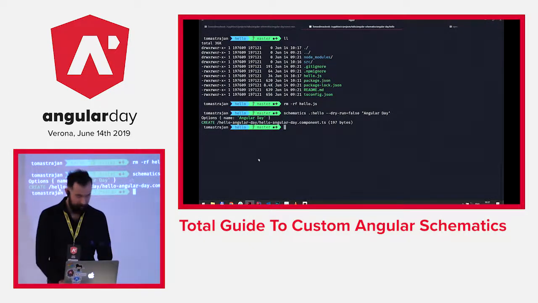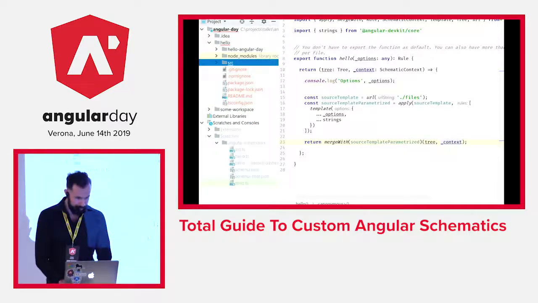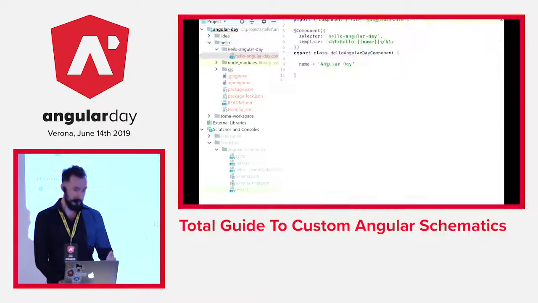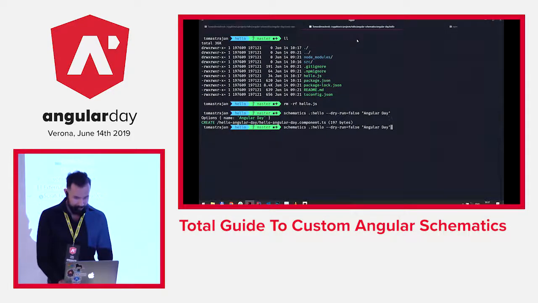So as we can see, now it was created in a folder, and the file names are parameterized. So here it is hello-angular-day. The name which was passed is correctly changed into the dash form. And then also in the component, we see that the selector is done properly with the dashes, and the class also looks appropriate, but the name was unchanged, to just bind it when we want to bind it into the template. So that's something nice.